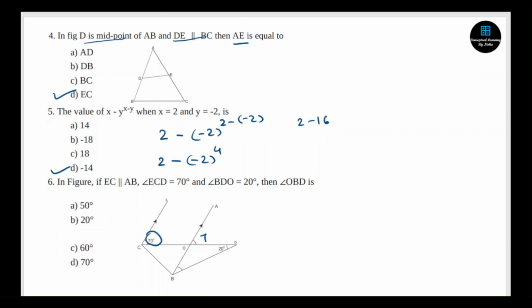Now, this is 70 degrees given. So I can say this is also 70 degrees. Why? Because, yes, corresponding angles. Right. Now, I want to find OBD. OBD is this angle. Very easy. This is an external angle. So, sum of OBD plus ODB. Okay. So this is 70. So I can say this is 50 degrees. Very easy question, right? Alright.